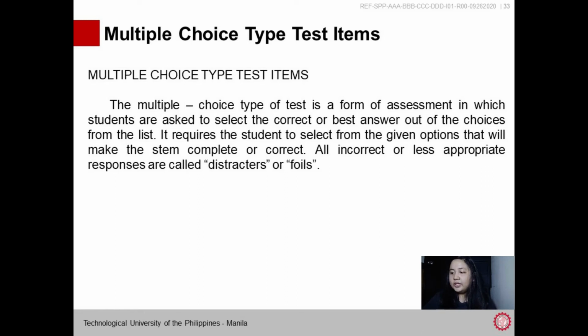It requires the student to select from the given options that will make the STEM complete or correct. All incorrect or less appropriate responses are called distractors or foils. So, may tawag sa choices na nagpapagulo sa isang tanong, which is distractors. Later on, i-discuss ko what is STEM for you to be able to understand the characteristics of a multiple choice type of test items.